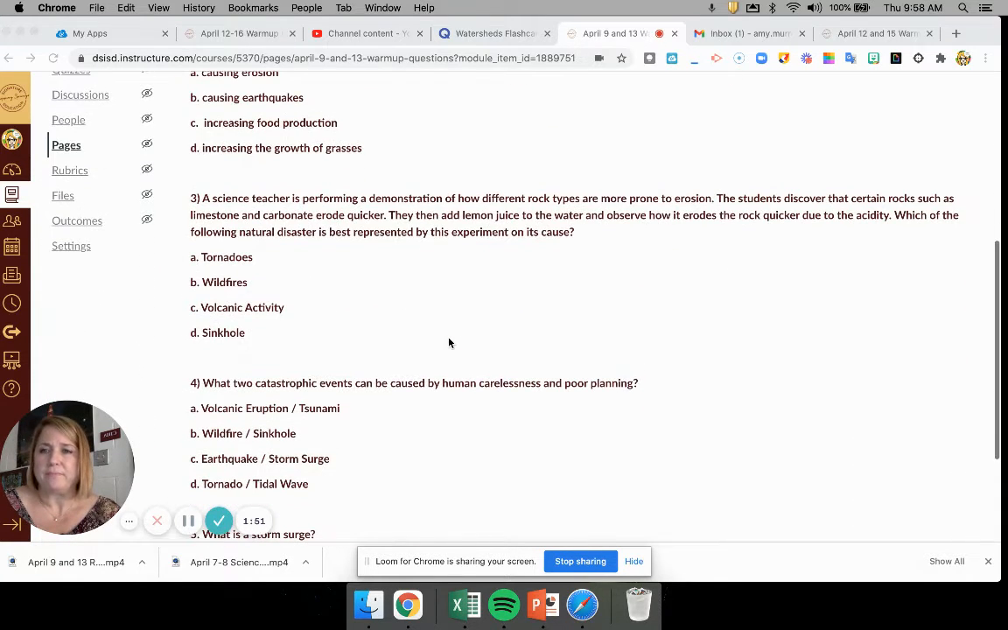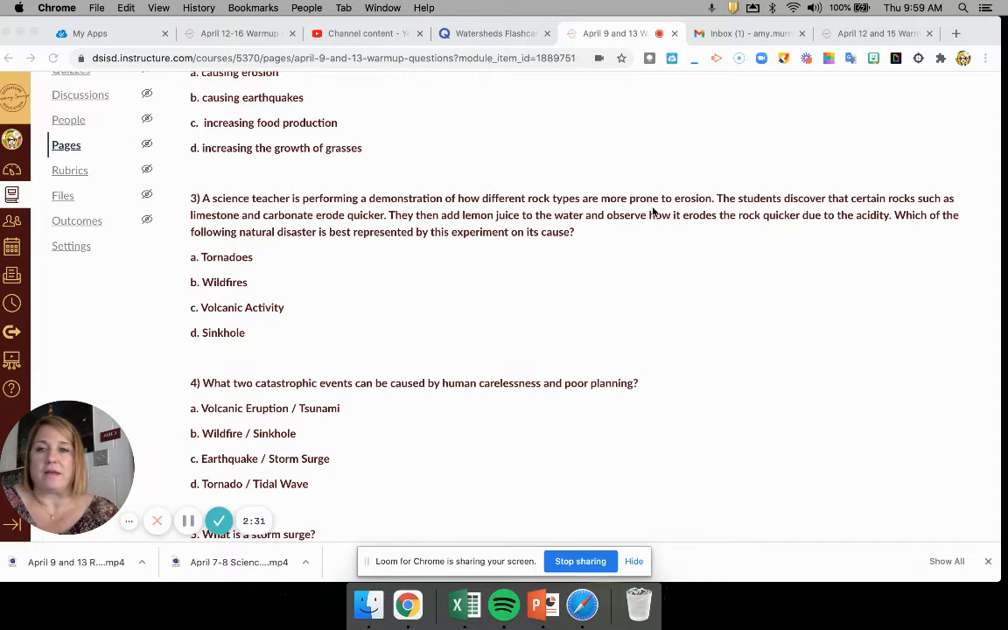Number three, a science teacher is performing a demonstration on how different rock types are more prone to erosion. That means more likely or easier to erode. The students discover that certain rocks, such as limestone and carbonate, erode quicker. They then add lemon juice to the water and observe how it erodes the rock quicker due to the acidity. Which of the following natural disasters is best represented by this experiment on its cause? So we are modeling erosion of rock.